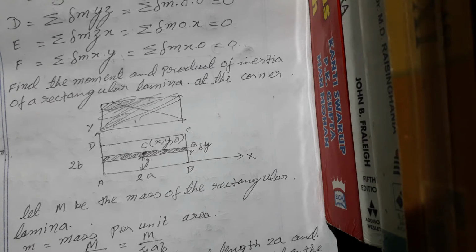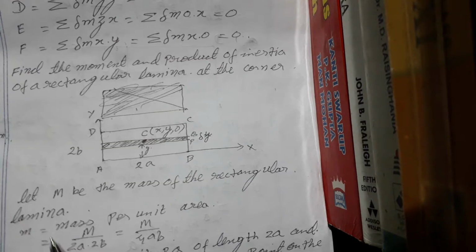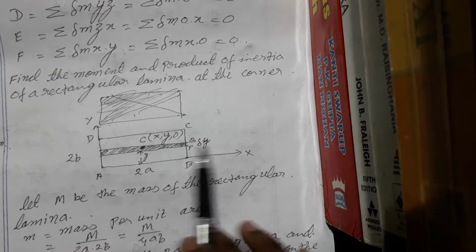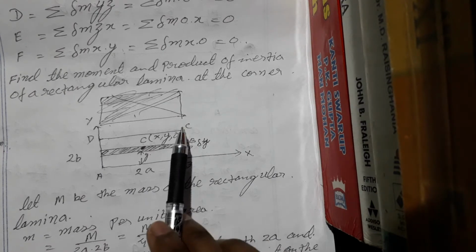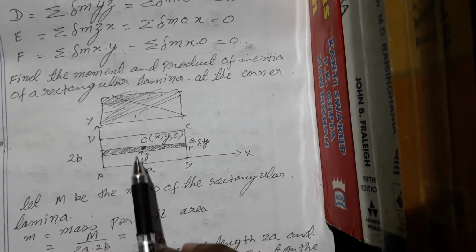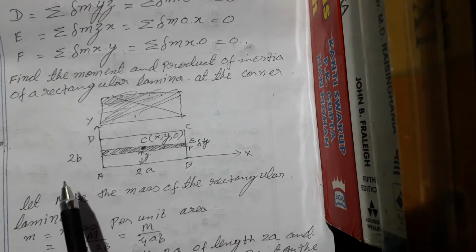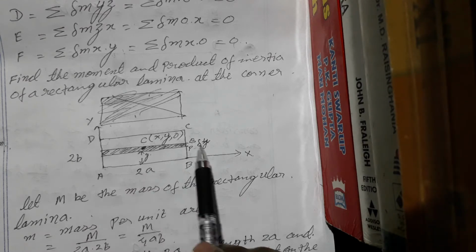So I'm going to explain how to find the moment of inertia and the product of inertia at the corner of a rectangle. First of all, I'll find the moment of inertia about the x-axis. To do that, I'll consider a strip parallel to the x-axis. The mass of the whole rectangle I'm taking as capital M, the length of the rectangle as 2a, and the breadth of the rectangle as 2b. So I'm considering this strip PQ.